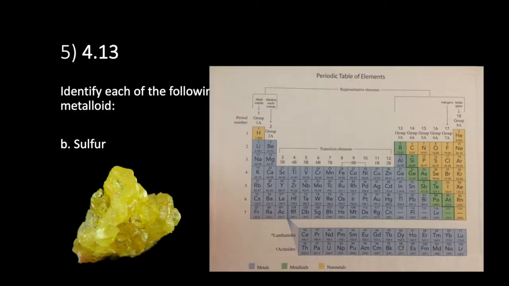Sulfur. Sulfur is over here on the right side of the periodic table in group 6A, period 3. So that's sulfur, and you can see that it's yellow here, so it is a nonmetal, and it certainly doesn't look like a metal when you see it, that yellow solid.